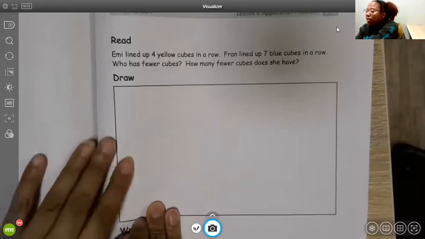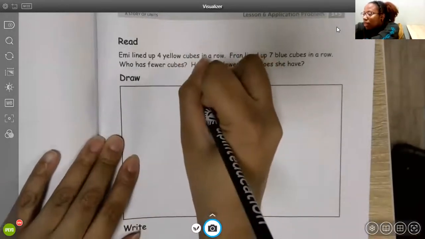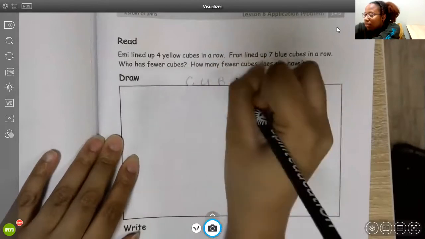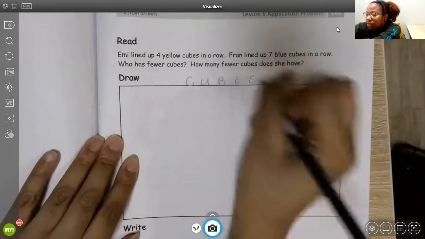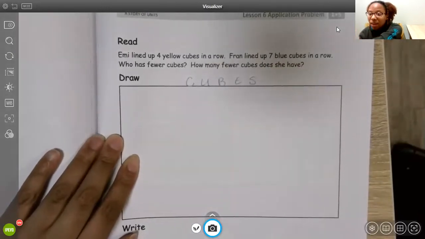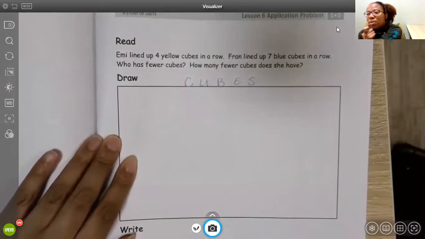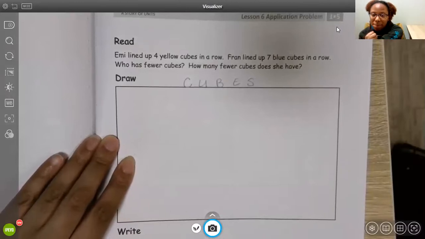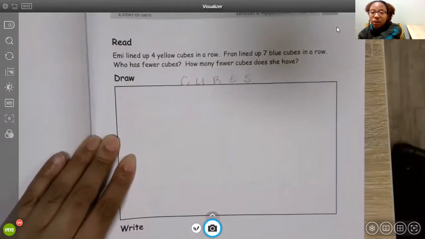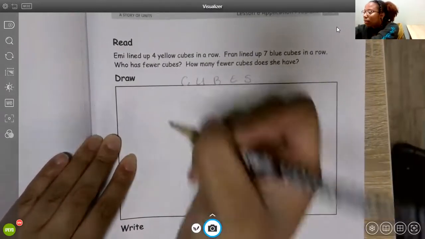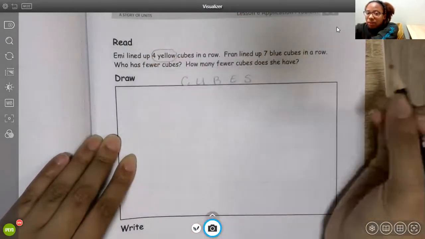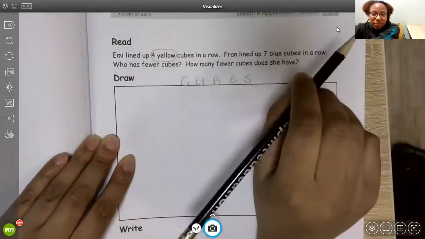So we have been working with our cube strategy, and I would like to use that one again for this application problem. So I am going to go ahead and write it down here to help me remember to do each step. Now, can you remind me, what is our first step in cubes? Circle key numbers and labels. So I know one key number and label will be for yellow. What do you think my other one will be?